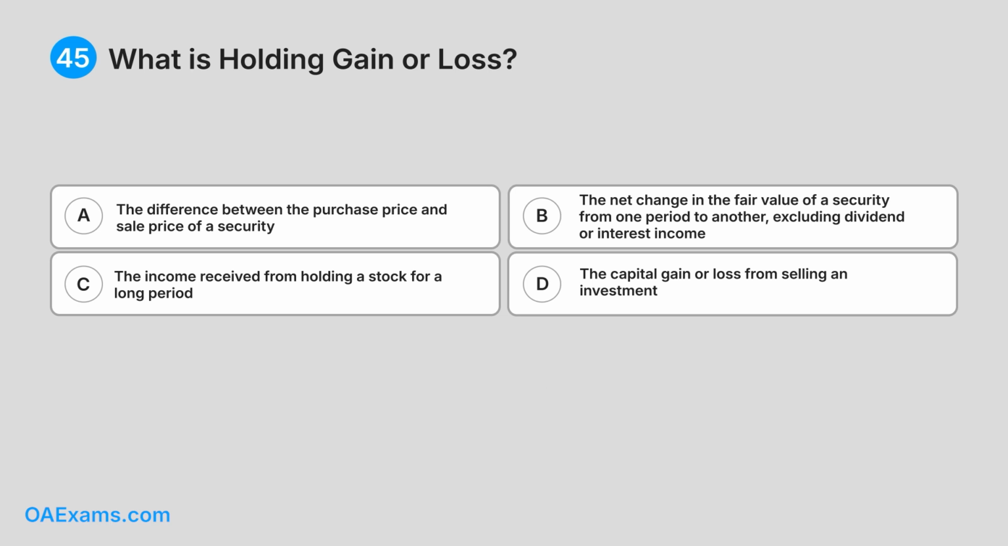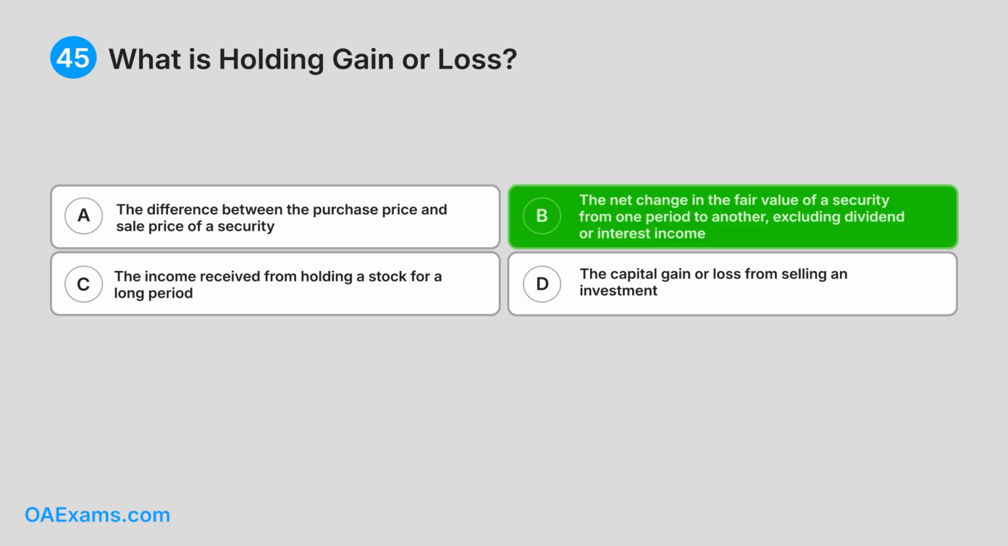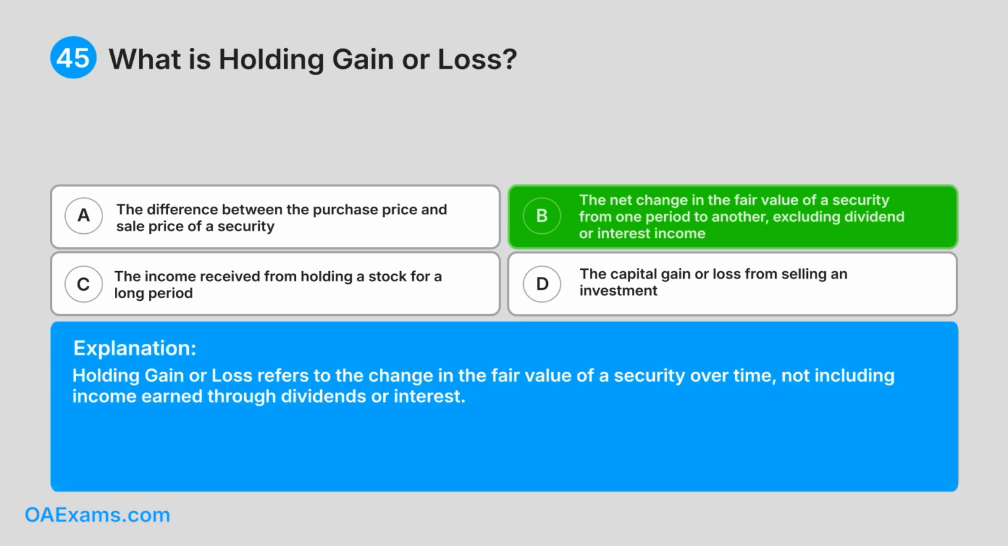Correct answer. B. The net change in the fair value of a security from one period to another, excluding dividend or interest income. Explanation. Holding gain or loss refers to the change in the fair value of a security over time, not including income earned through dividends or interest.